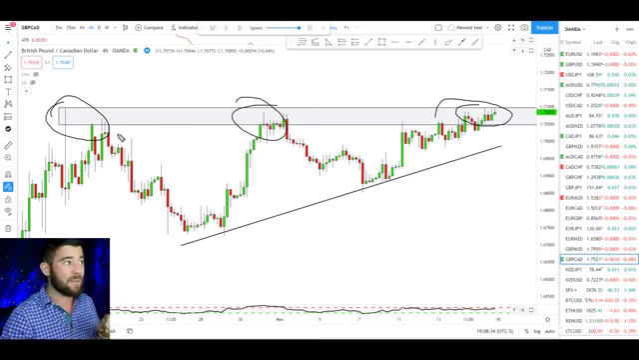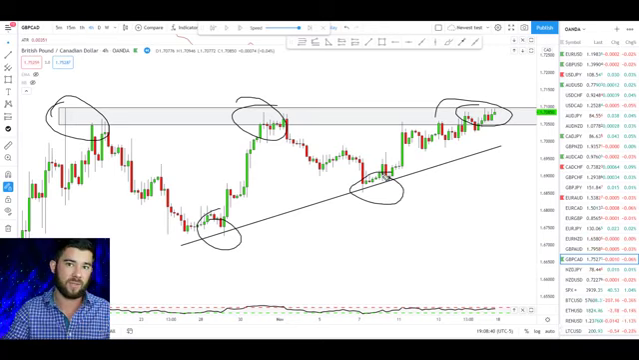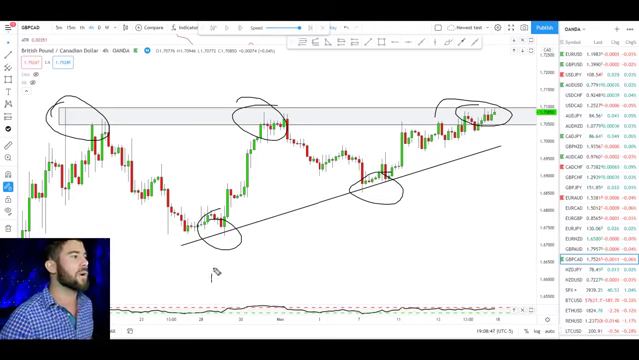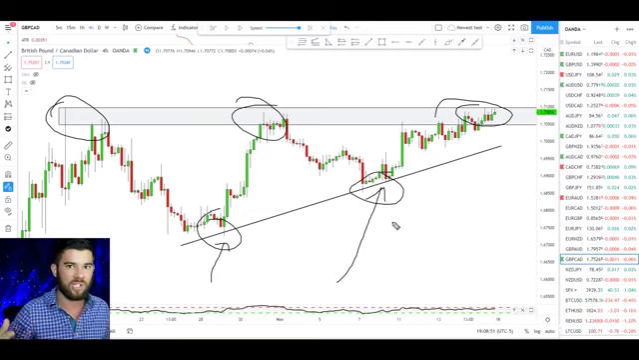But at the same time we're having trouble getting past this level of resistance, we want to see buyers stepping in at higher prices. Excuse me, I said sellers, I meant buyers. What this is showing us is that buyers are more and more interested in this currency pair, stock, crypto, whatever it may be. They're more interested in higher prices.